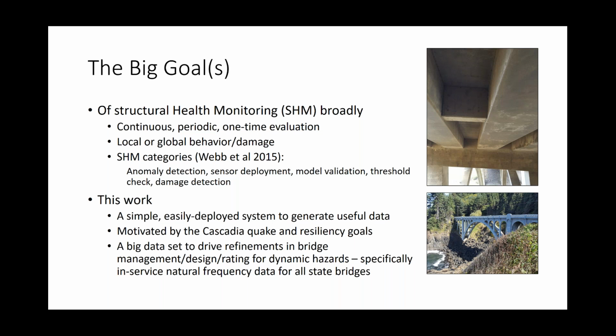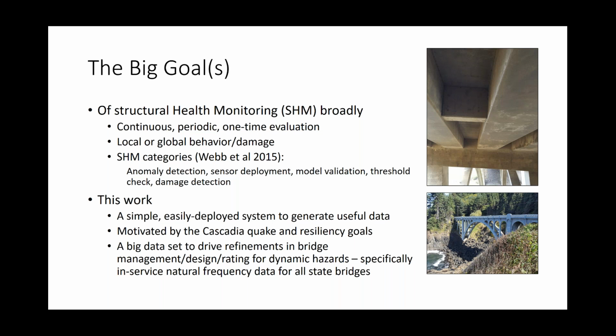evaluation of the structure. Webb and his team developed a number of SHM categories, which kind of gives the broad spectrum of what people in structural health monitoring are trying to do. On the low end of the spectrum, there's anomaly detection, where you're just looking for a change in the state of the structure, and you might not be looking to identify why that happened, but it may be cause for doing something more. Many studies are just looking at the development of sensors and their deployment and how they're going to function on a structure.